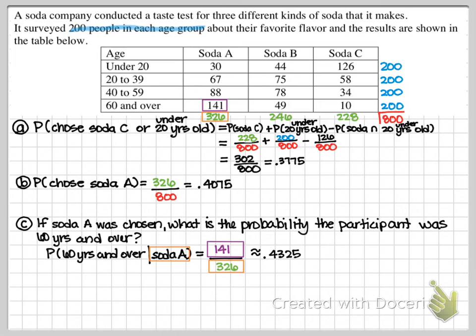Okay, so here are the solutions for this one. I did try to color code on part C so it would be a little bit easier for you to know where I was looking to fill in the conditional probability. So we know that soda A was chosen. That's important to note on part C. We're trying to figure out the probability of that specific age range, but we know that soda A has been chosen. So soda A is going to represent our total population size, if you want to think about it that way.